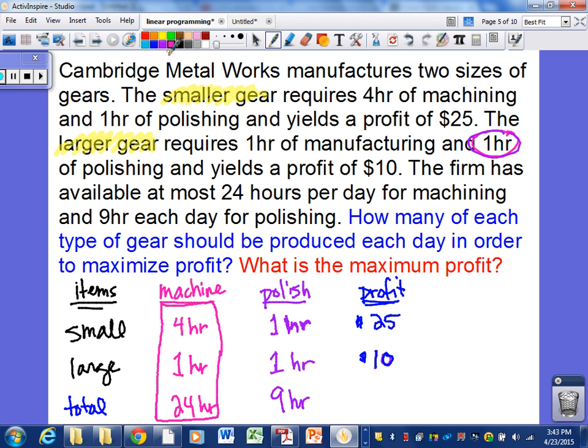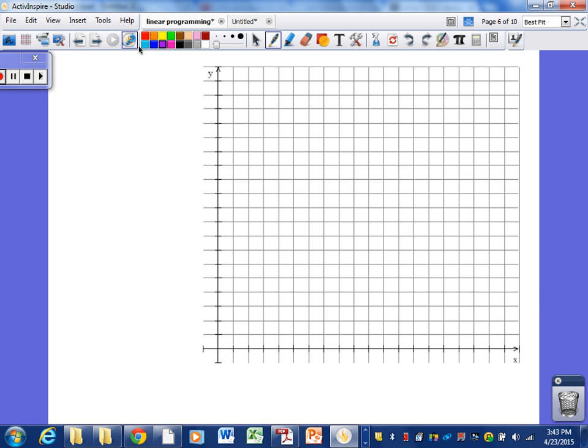Okay, likewise, I have another one. All of these things have polishing. I have 3 different things that need polishing. I have a small gear, a large gear, and a total time to polish. So these are going to be your 2 equations, and then this is going to be what we're trying to maximize. Okay, make it the biggest possible. So let's go ahead and write our equations on this next page here. You can pause it and come back if you like, but I'm going to go ahead and do this.